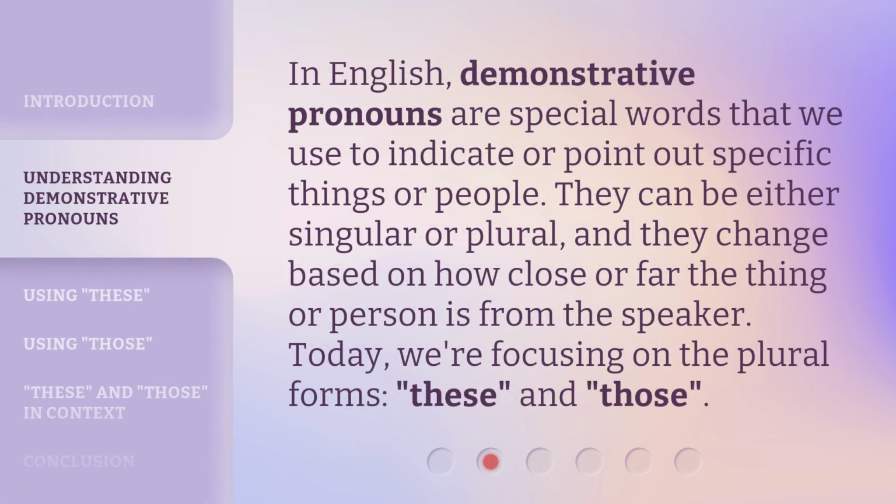In English, demonstrative pronouns are special words that we use to indicate or point out specific things or people. They can be either singular or plural, and they change based on how close or far the thing or person is from the speaker. Today, we're focusing on the plural forms, these and those.